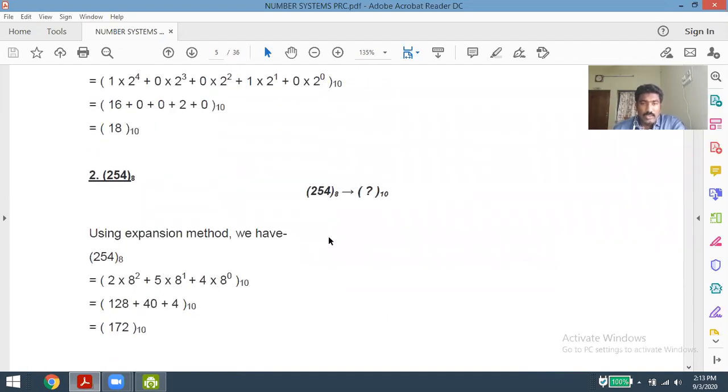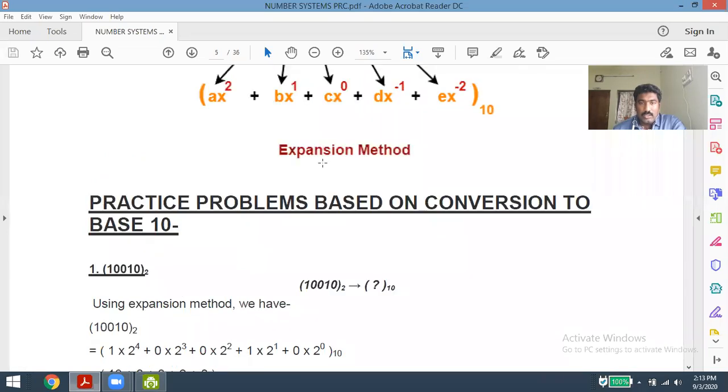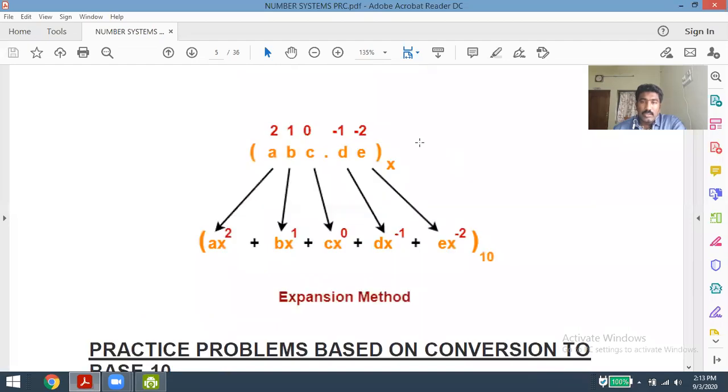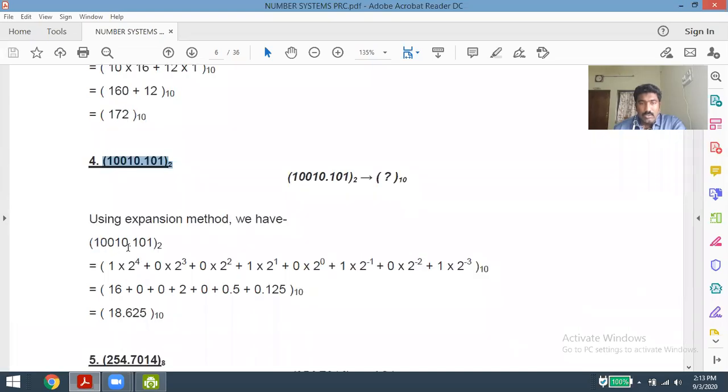Now let us come to the other values, that is the other way of getting these problems: 10010.101 base 2. How do we convert this type of value? I have already shown the basic formula. If anything is in fractional values with any given base, we do the process in the same way. I'm starting with the fraction point. Before the point, I will go for the positive powers, and after the point, the fraction values represent the powers of -1.